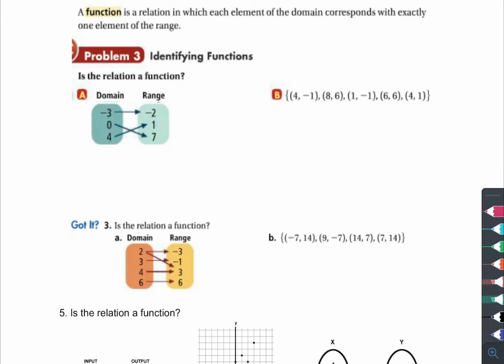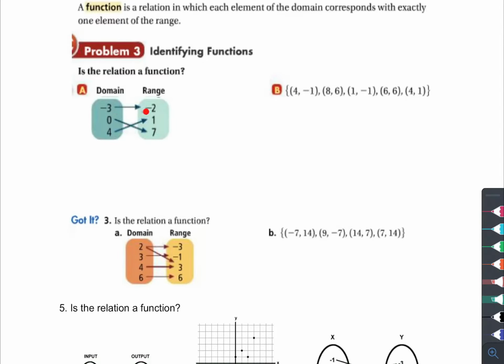All right, so again, a function is a relation in which each element of the domain corresponds with exactly one element of the range. So we're going to determine if these relations are functions. So look at this first one here. We are 1 to 1. Each of these values goes to one thing in the range. So -3 goes to 1, 0 goes to 1, and 4 goes to 1. Because of that, yes, this is a relation. Yes, this is a function.